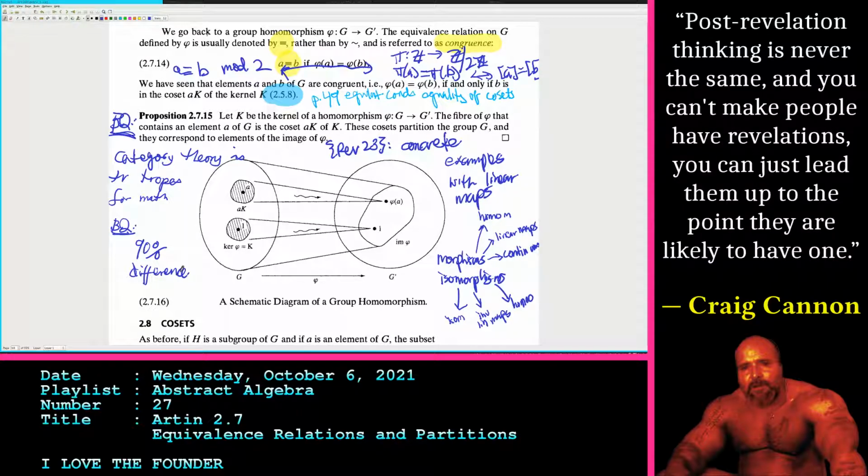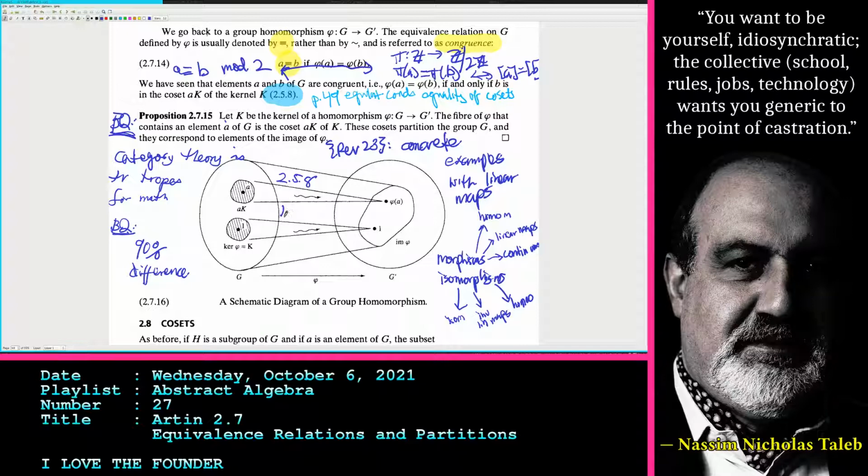Okay. So, proposition 2.7.5. Yeah, so the cosets of the kernel partition the group, and they correspond to elements of the image, right? Go check out 2.5.8. Go reread that, or go reread the proof for that. And maybe I went over it in Revelation or in AA 25. Okay, that's the end of this section.